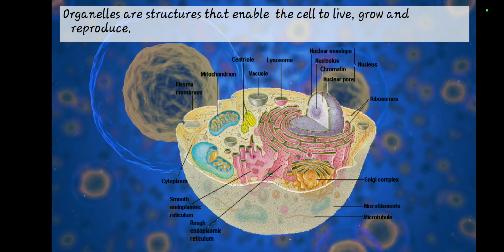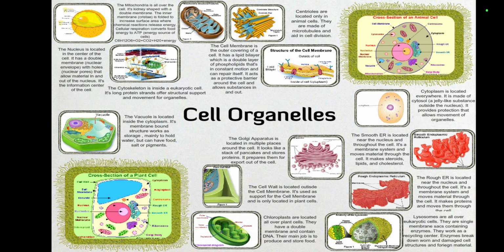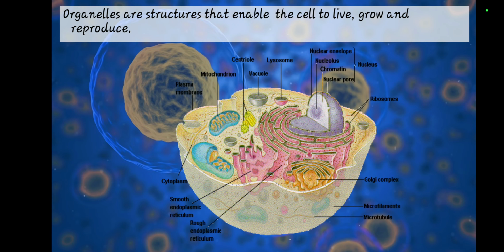Organelles are structures that enable the cell to live, grow, and reproduce, and that is called cell organelles. Those parts and types of a cell are called organelles, cell organelles. Why? Meaning to say, when we say organelles, we are pertaining to the structure of each type of cell.